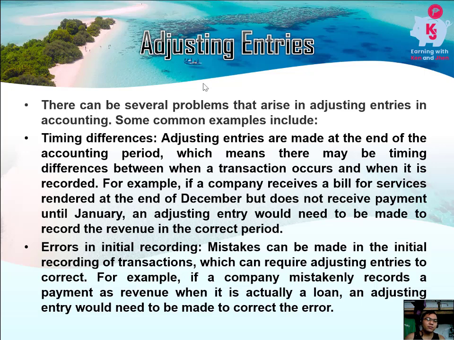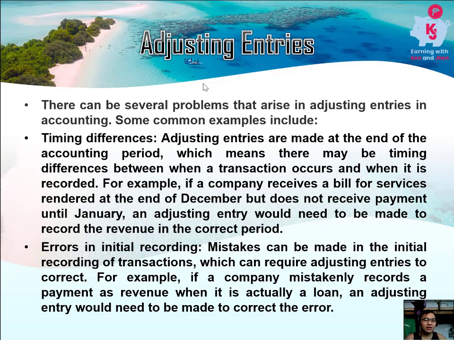There can be several problems that arise in adjusting entries in accounting. Some common examples include timing differences. Adjusting entries are made at the end of the accounting period, which means there may be timing differences between when a transaction occurs and when it is recorded. For example, if a company receives a bill for the services rendered at the end of December but does not receive payment until January, an adjusting entry would need to be made to record the revenue in the correct period.